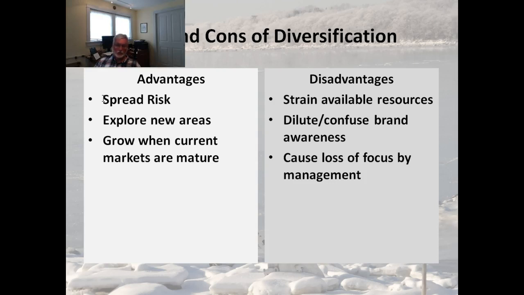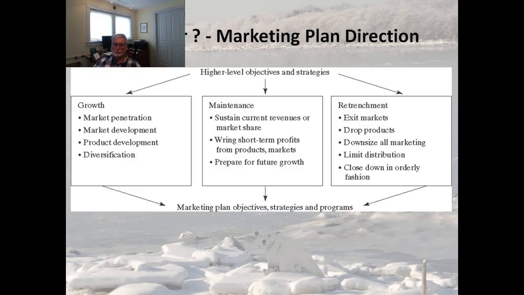The disadvantages, obviously, you have to have the resources to be able to do it. It can really confuse brand awareness if you're not careful. Berkshire Hathaway works very hard to not tell people that there's a relationship between Dairy Queen and Geico. And the biggest problem in diversification usually is a loss of focus. So management tends to focus where things are good and ignore things that are bad, and that in diversified companies can be a lot more damaging than in other types of companies.